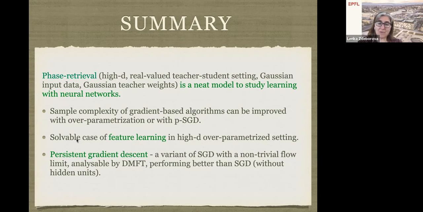There's a long line of work about over-parametrized neural networks, but in the setting that is equivalent to kernel methods, in a sense, where we are only learning the last layer, not really the features. Here we were truly learning the first layer.